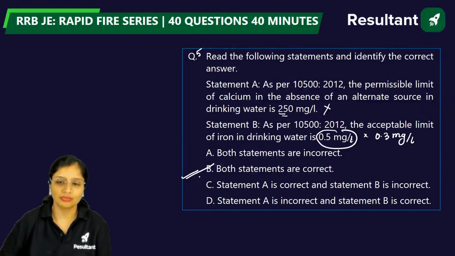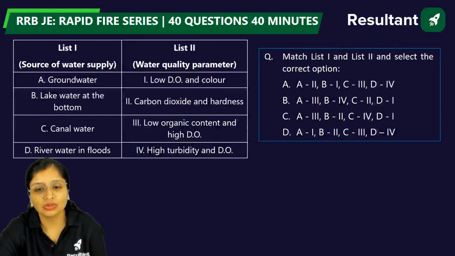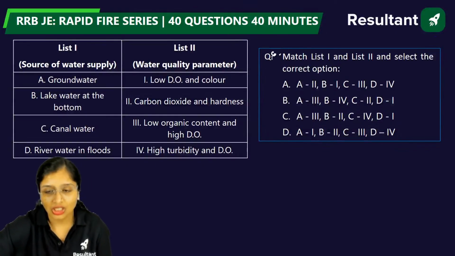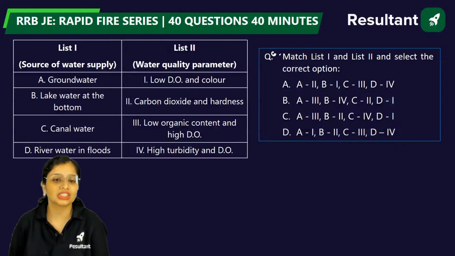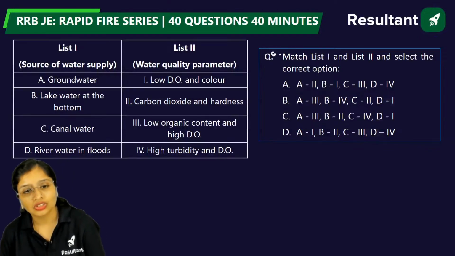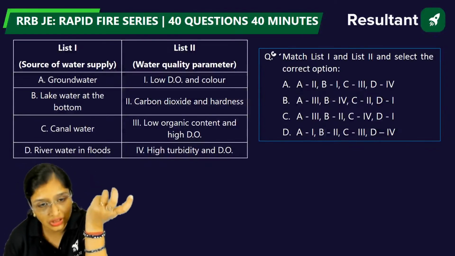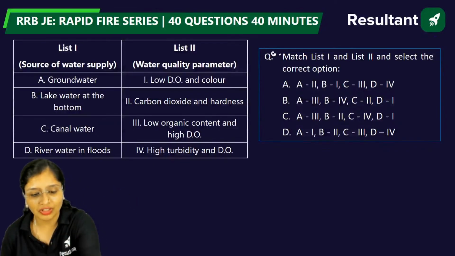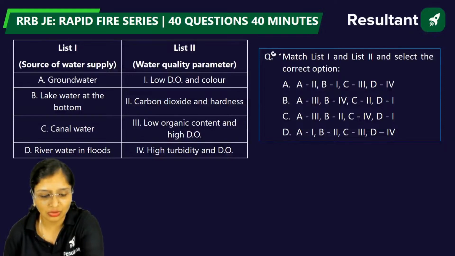Clear? Now, moving to question number 6, which is a match the following question. Let's start this. You have to match list 1 and list 2. On the first side you have the source of water supply, and on the other, the water quality parameter related to it. A very basic question.